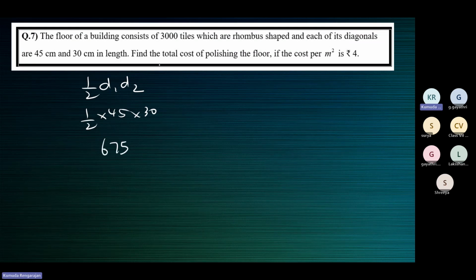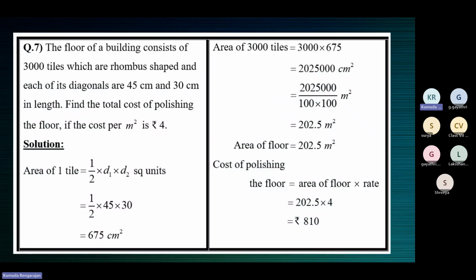Like that, there are 3000 tiles. So the area of all the 3000 tiles will be 3000 into 675. This number. Now convert this one to meter square. So you can see here, the decimal point is here. 1, 2, 3, 4. 202.5 meters square.